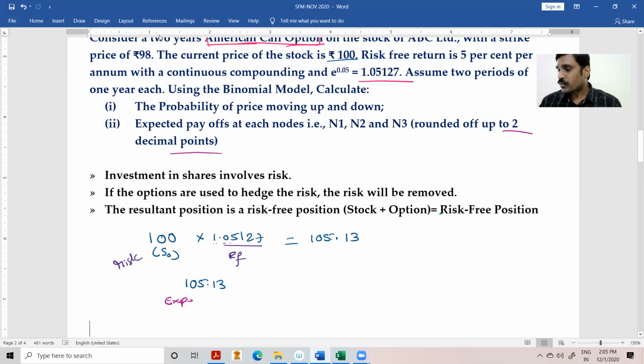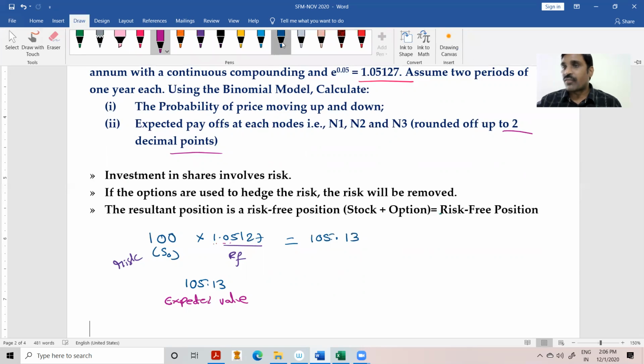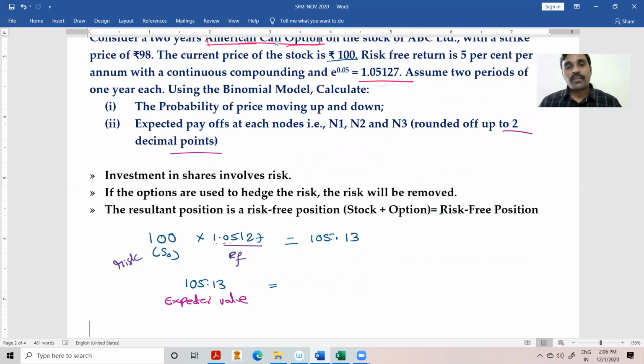Expected value or required value. The stock price in future may go up or may go down. If it goes up, how much will it reach? Look at this point. If it goes up, it will reach 108 rupees. What is the probability of moving up? That we don't know. That is what we have to calculate. Therefore, I'll take it as PU, the probability of moving up.